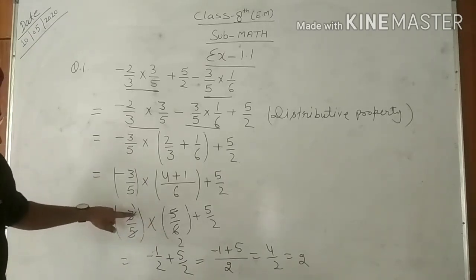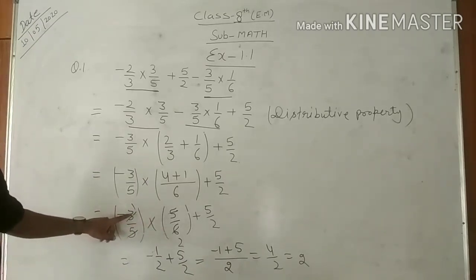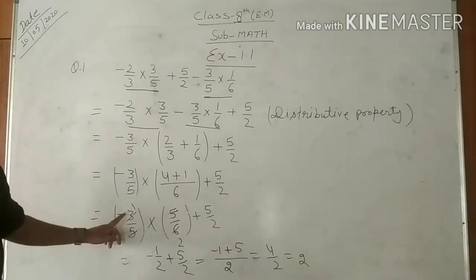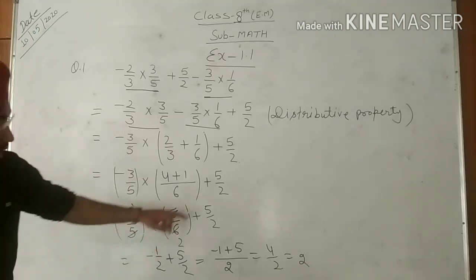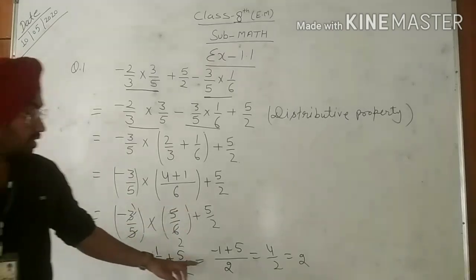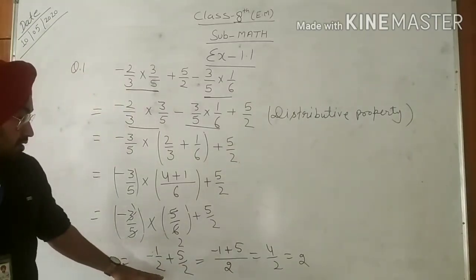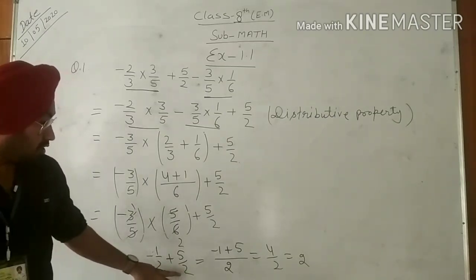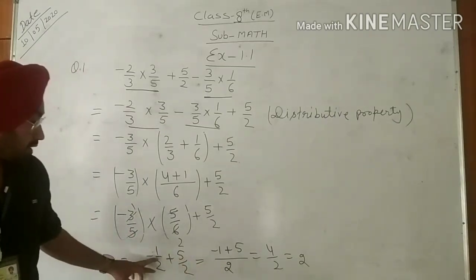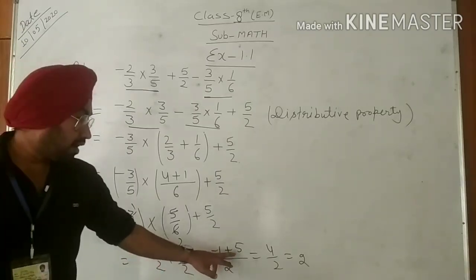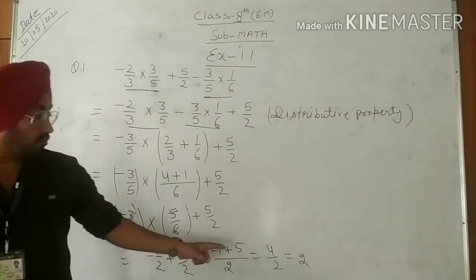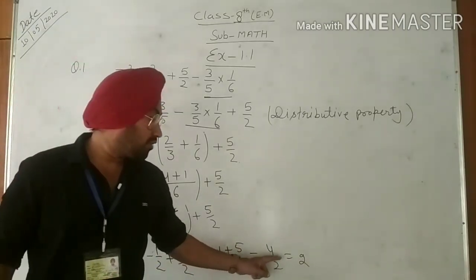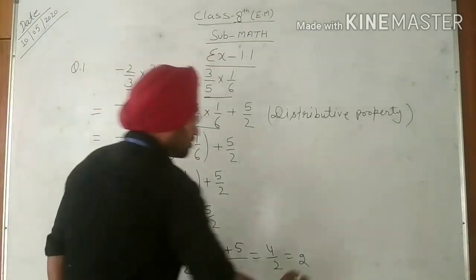Here 3 and 6 are cut by 3 table. 3 1 is 3, 3 2 is 6, and 5 and 5 are cancelled. Then here it remains minus 1 upon 2, and here it is 5 upon 2. So it is equals to, we take LCM of both two rational numbers. The LCM of these rational numbers is 2, then it becomes minus 1 and it is 5, and we subtract them. 5 minus 1 is equals to 4 upon 2, and 4 is divided by 2 and we get 2. Here is the answer.